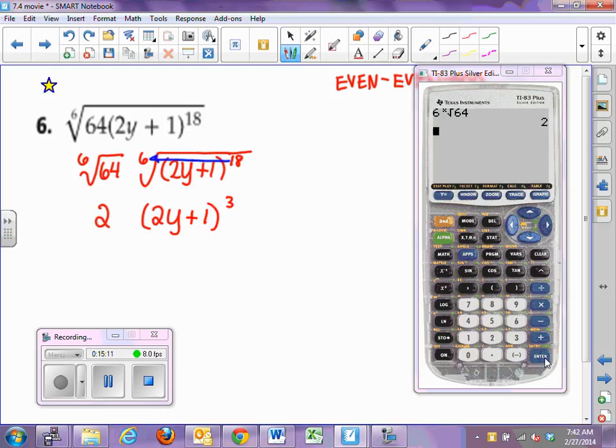Now, I started with an even root, an even power, and I got an odd answer as far as powers are concerned. So I need an absolute value sign around the term that had the odd exponent. And since it's in parentheses, that one term is like one unit. It is one quantity. So I put absolute value signs around the whole thing.